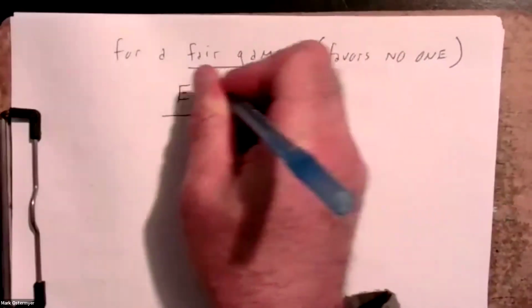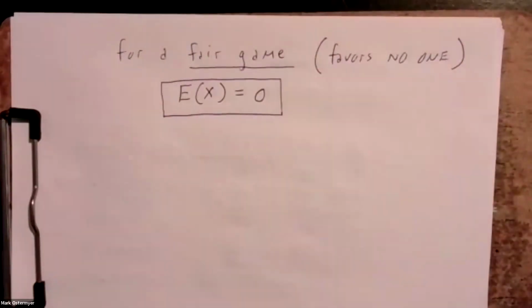Zero? Zero. You are correct. You win $1 million. Ding, ding, ding, ding, ding. That's right. Ladies and gentlemen, for a game to be a fair game, the expected value of the random variable defined on that game would have to be zero. Has to be. That's very important.